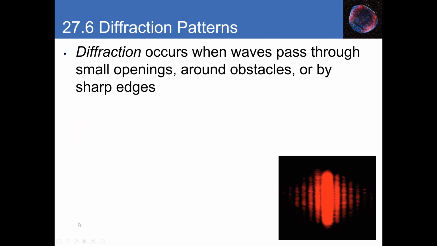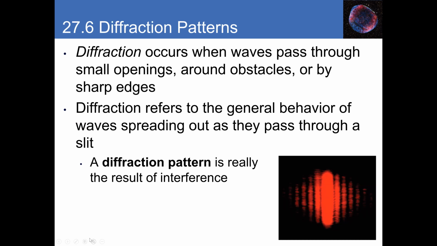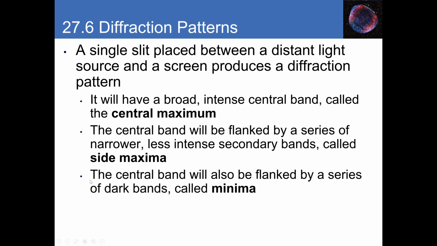All right, the last thing we want to cover in this chapter is the diffraction pattern using a single slit, when light goes through a small opening, just one opening. Diffraction refers to the general behavior of a wave spreading out as it passes through a slit, and the diffraction pattern is the result of interference. A single slit placed between a distant light source and the screen produces a diffraction pattern. It doesn't have the same pattern as the double slit.